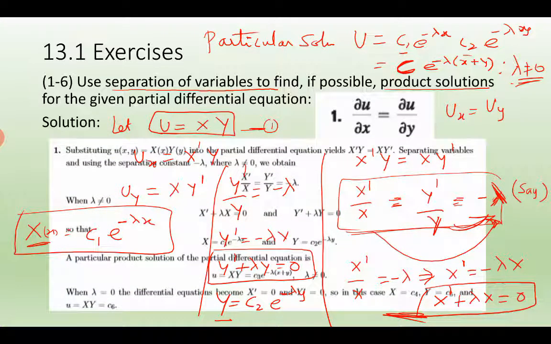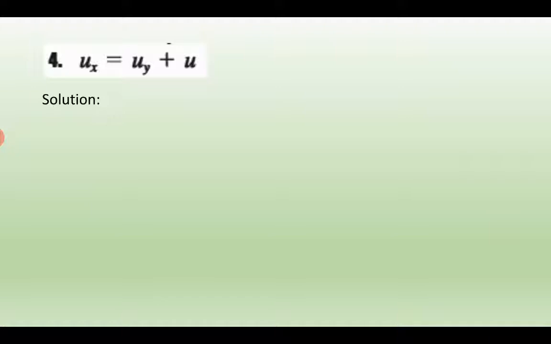Let's go for the second problem. Problem number 4 from your textbook: ux is equal to uy plus u. Okay, let's take u is equal to xy. Obviously we will find ux, which will be x prime y, and what is uy? x y prime. Now substitute them in this equation.